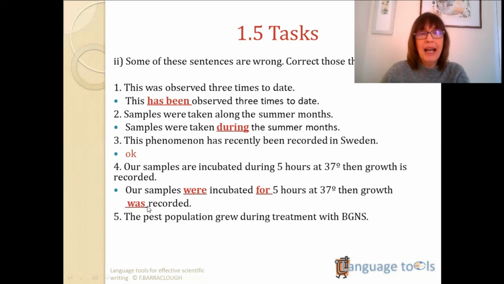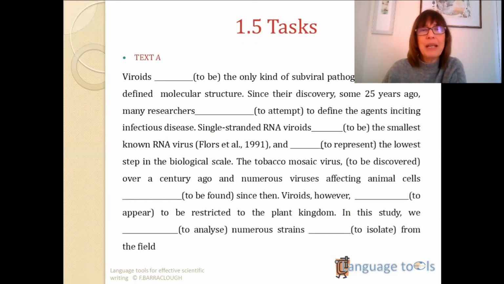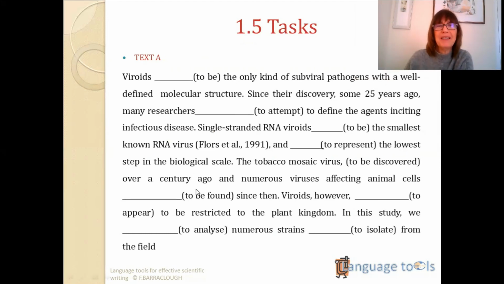Okay, so again, we need to make a number of changes to number 4. And finally, the pest population grew during treatment with BGNS is okay, because we are describing what happened during our experiment. Okay, so that is that task. And we have another task here. Again, please pause the video. I'm going to reduce this a little bit so you can see the text, even though you have it on your computer. Okay, please pause the text and carry out this exercise.